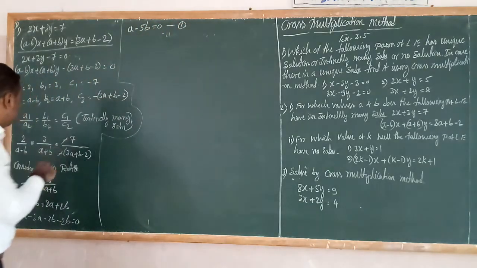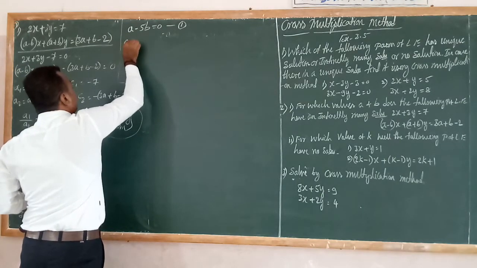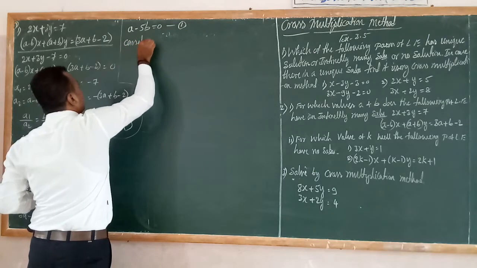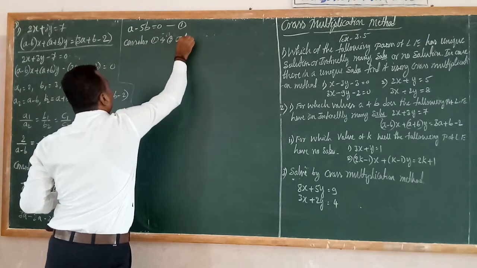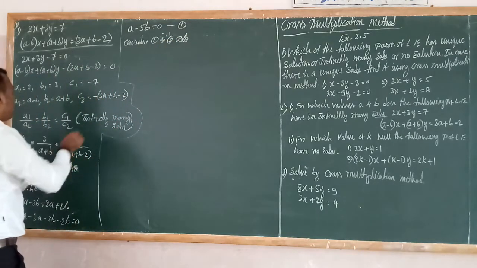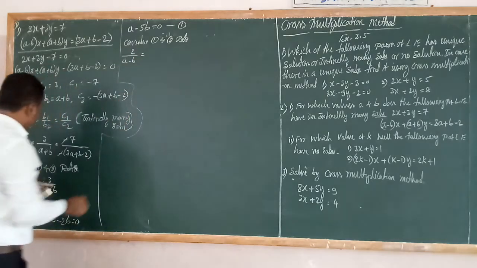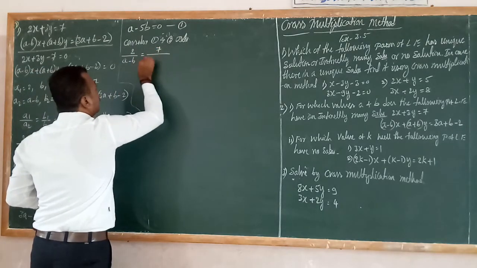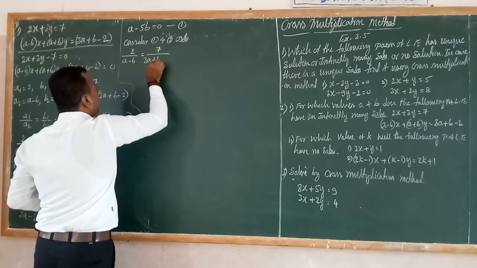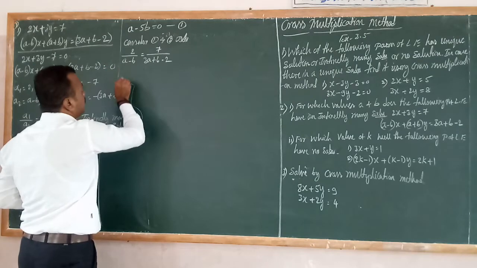Okay. Next, consider the first and third ratio. So what is that? 2 upon A minus B is equal to, so minus minus get cancelled here, 7 upon 3A plus B minus of 2. Now we have to cross multiply that.